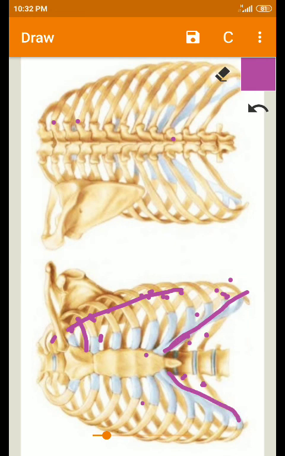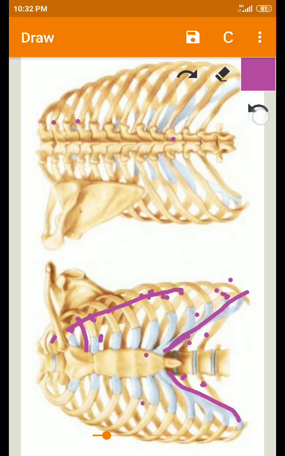These ribs are called false ribs. The next two ribs articulate only with the vertebrae on the posterior aspect. On the anterior side, the 11th and 12th pairs of ribs are free. These two ribs are called vertebral ribs, and they are also called false ribs because they do not articulate with the sternum.